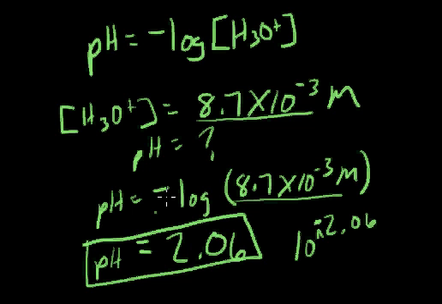And remember, we had a negative here, so I'm going to make this negative. So 10 to the negative 2.06 will give you 8.7 times 10 to the negative 3, the concentration that we solved for. So the pH is 2.06. So this is our first pH calculation.